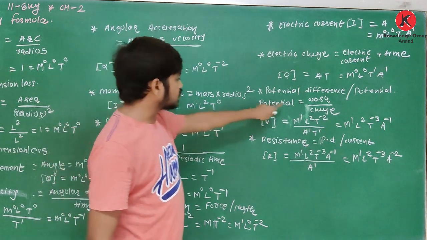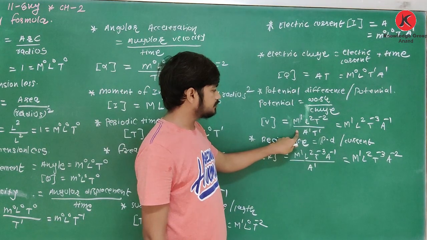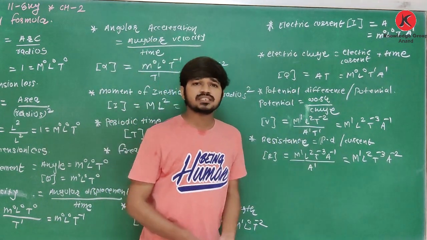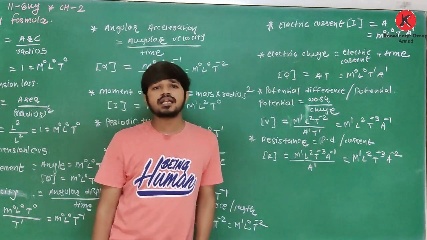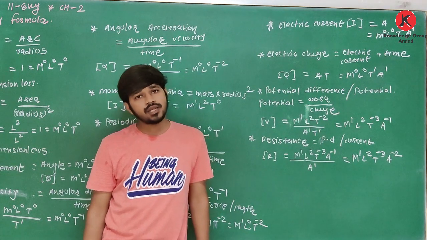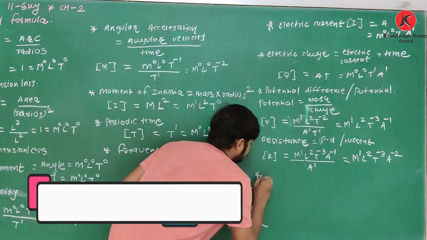Okay. Potential, it is work per unit charge. Dimensional formula of work and dimensional formula of charge. Okay. Resistance, yes, you know equation of resistance, that is V is equal to IR. Then R is equal to V upon I. Okay. Yes.